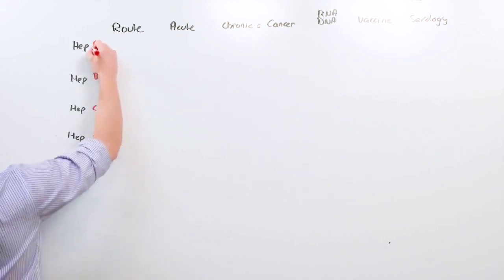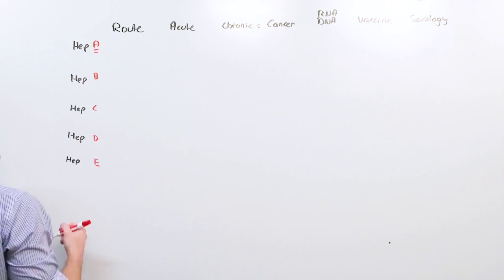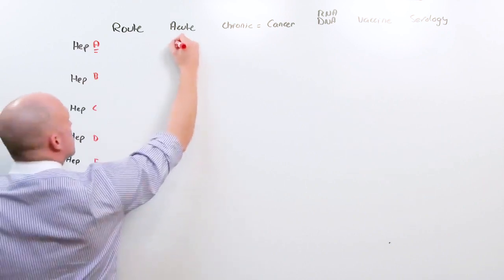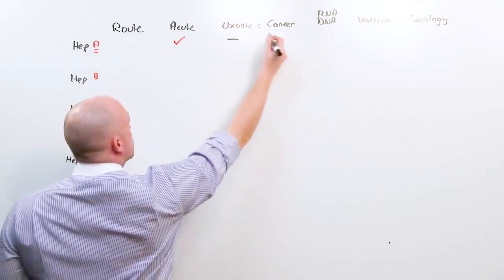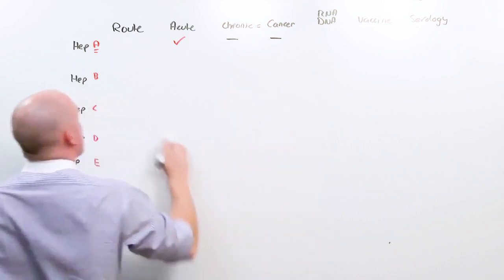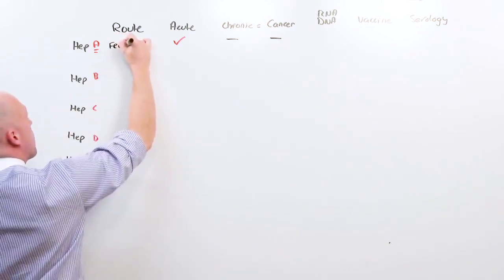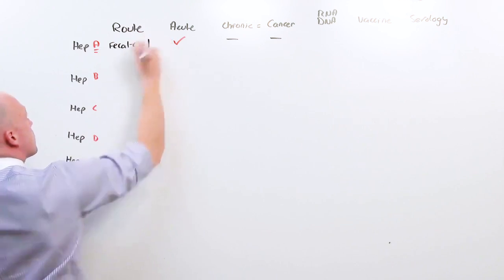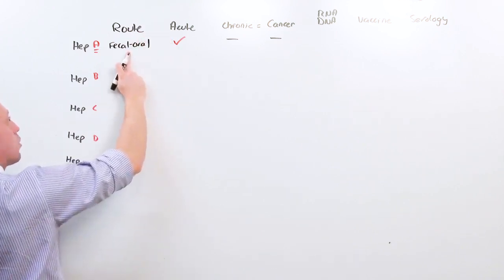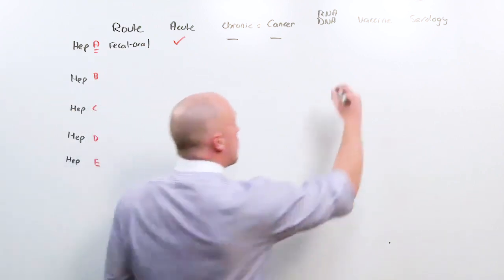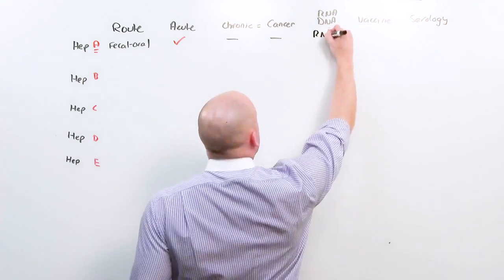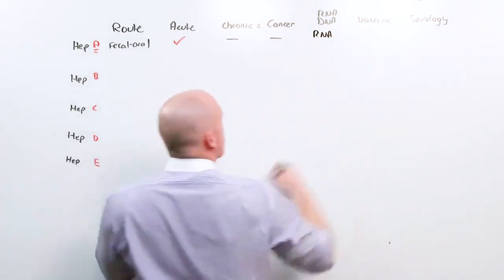Hep A is hep acute. It is an acute virus only and never causes chronic inflammation, so never can cause cancer. The route is fecal-oral. Not washing your hands, contaminated water, or some ingenious sex acts. It's an RNA virus, and it does have a vaccine.